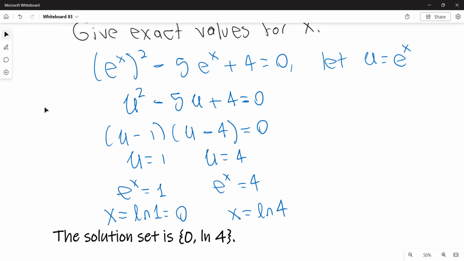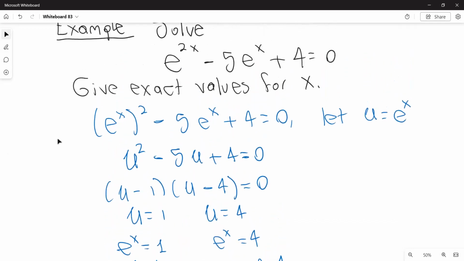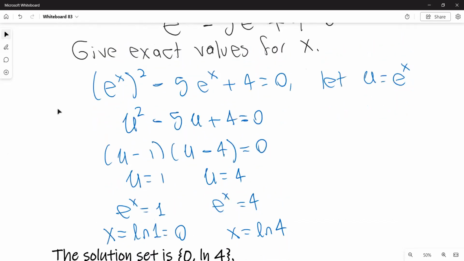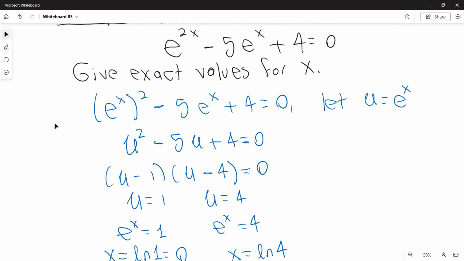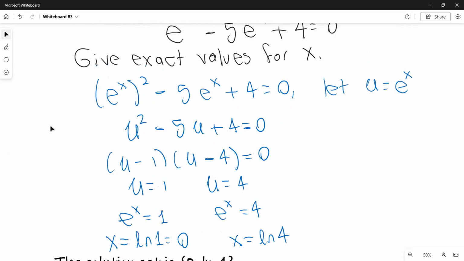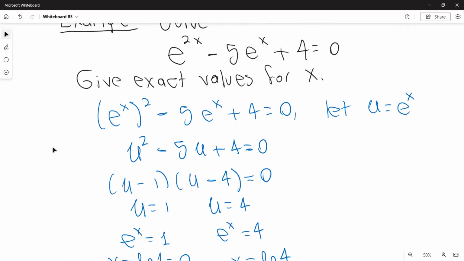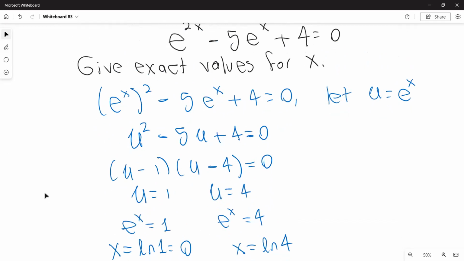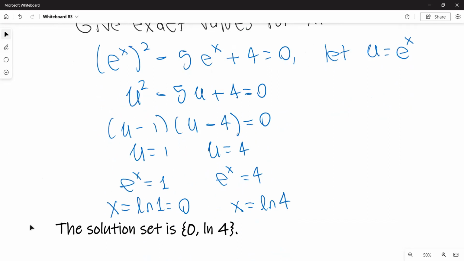We usually check the solutions, but just a mental check will show you that this is indeed a solution. If we check 0, we have e to the 0. Well, e to the 0 is 1. So 1 minus 5 plus 4 is 0. And natural logarithm of 4. So that's going to be 16 minus 20 plus 4. 16 minus 20 plus 4 is also 0. So just doing a very quick mental check.